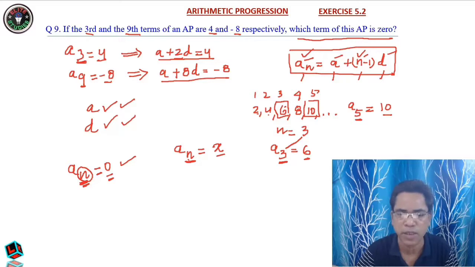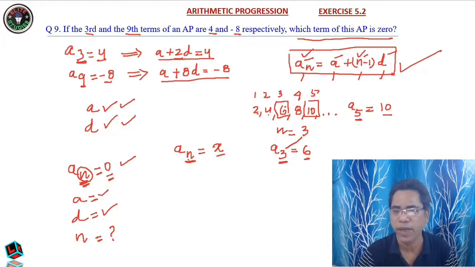So A is known, D is known, so we need to get the value of n. Okay, dear student, we need to get the value of n. So by using this equation, we can get the value of n. So with this said, let us go to the solution.